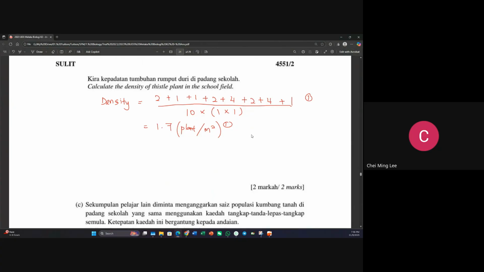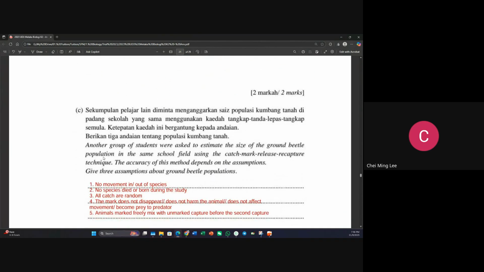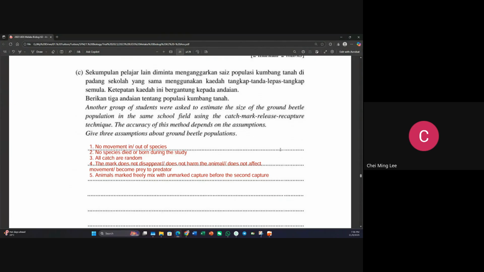Okay, correct? Now, another group of students was asked to estimate the size of the ground beetle population in the same school field using the capture, mark, release and recapture technique. The accuracy depends on the assumptions, and you are asked to give the assumptions. First, there is no movement of the species, meaning they don't move in or out of the habitat. Second, no individuals die or are born during the study, meaning the population size remains the same.